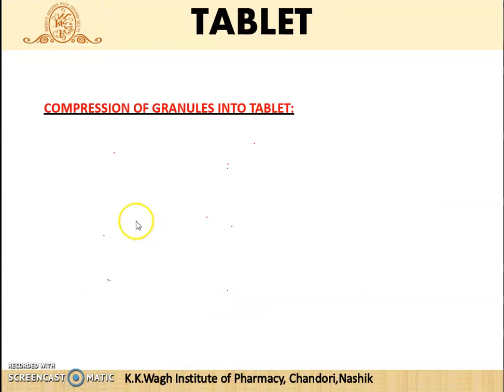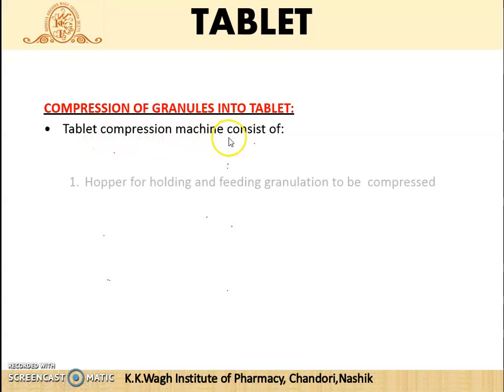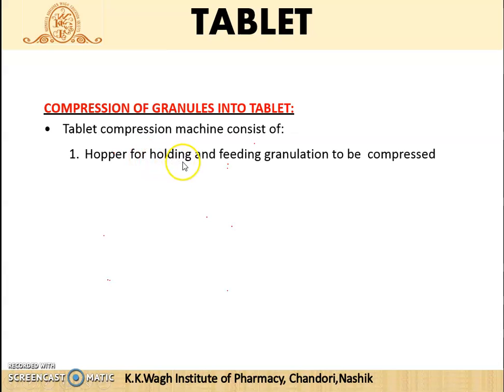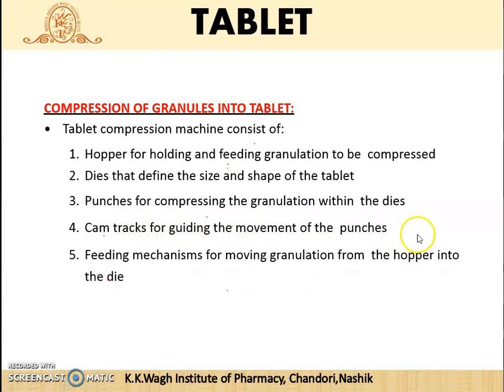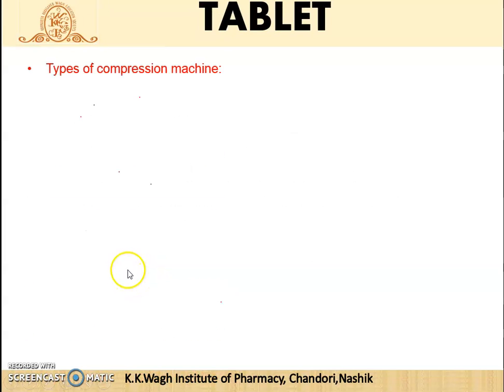Then next one is compression of the granules into tablets. A tablet compression machine consists of a hopper for holding and feeding the granulation into the compressor. Then second, the die that defines the size and shape of the tablet. Then punches for compressing the granulation within the dies. Then cam tracks for guiding the movement of the punches. Then second last, feeding machines for moving the granulation from the hopper into the die. And last one is the tablet ejector.